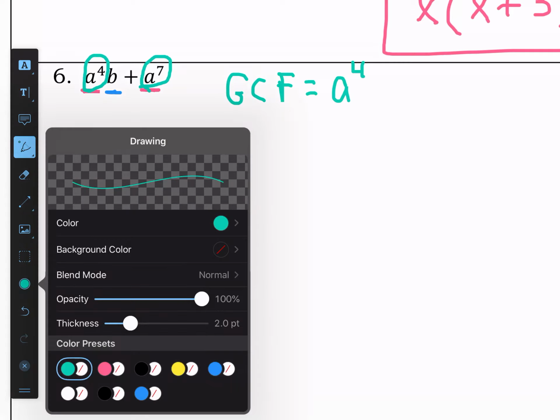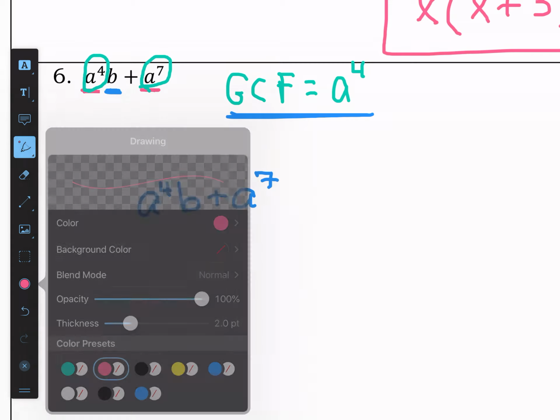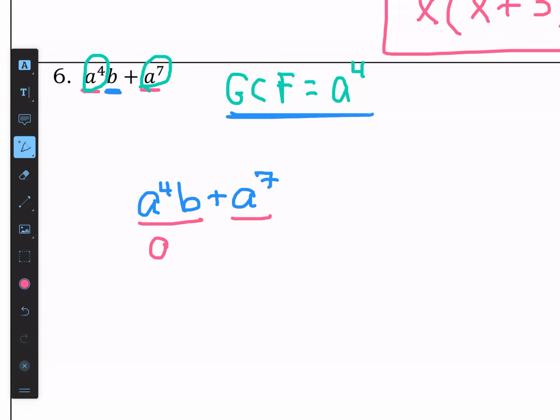Now we're going to look at the B. Here we only have a B in my first part of my binomial. I don't have one with the a to the 7th. So B is not part of the GCF. You're not going to tack on anything with the B because it's not in both pieces. So your GCF is only going to be a to the 4th. Now I'm going to write my original problem. And we're going to divide each piece by a to the 4th.